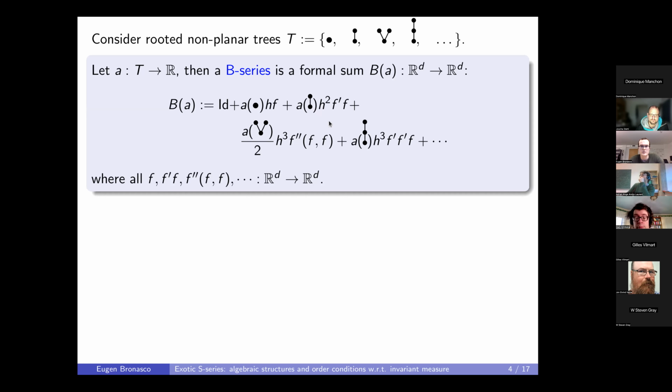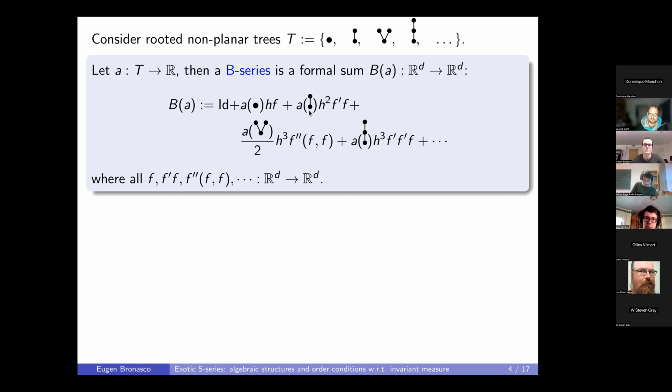And we see that the coefficients in this sum are given by the functional A applied to the corresponding rooted tree. So here we use the correspondence between elementary differentials and the rooted non-planar trees, which was studied by Cayley in 1857. So for example, here we have F, which corresponds to a single vertex tree. Then we have F prime F, which corresponds to a tree with two vertices, and so on.